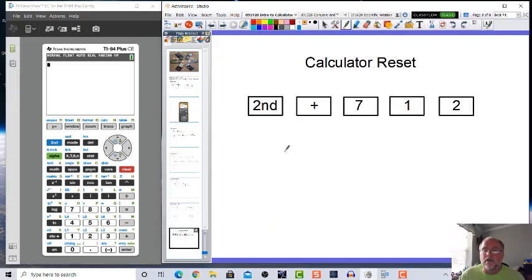And the keystrokes that we're going to press to do a calculator reset is going to be second plus 7 1 2. So you would hit the second button, then you would hit the plus button, then you're going to hit the 7 because we want to do a reset. So 7. And then we're going to clear all RAM, so 1. And then do we really want to do this? Yes, 2. And then what it's going to say is RAM cleared at the end of it.